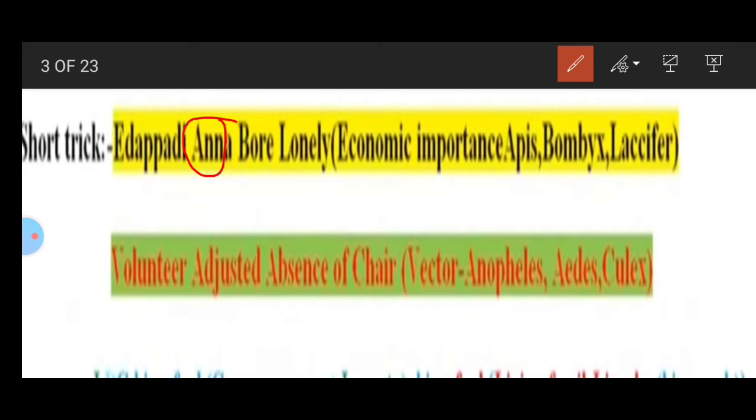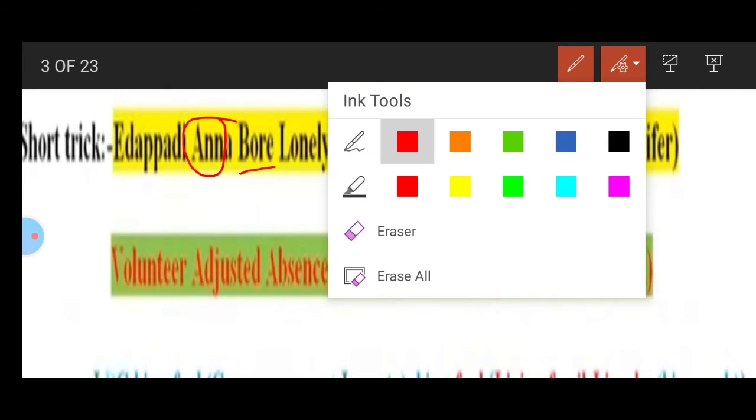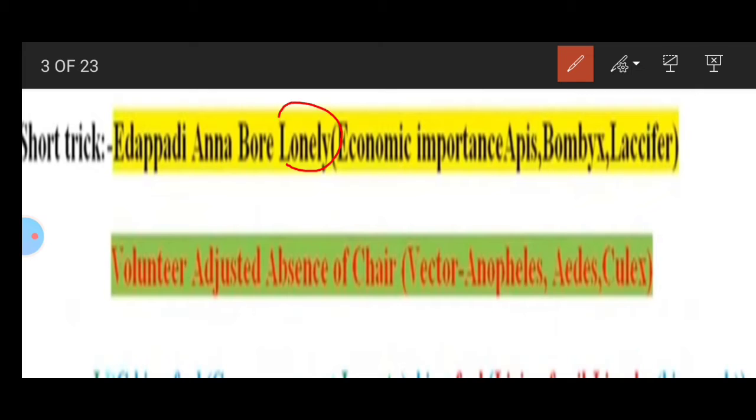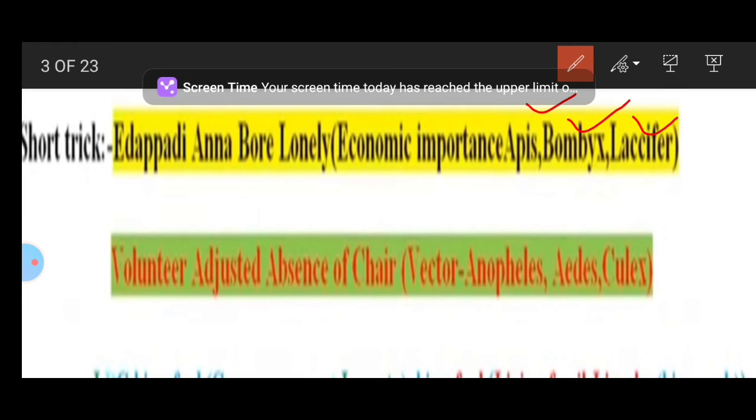Anna stands for aedes. Bore stands for bombyx. Lonely means laccifer. So Eddapaddi Anna bore lonely is for economic importance. These are the examples of arthropods: aedes, bombyx and laccifer.